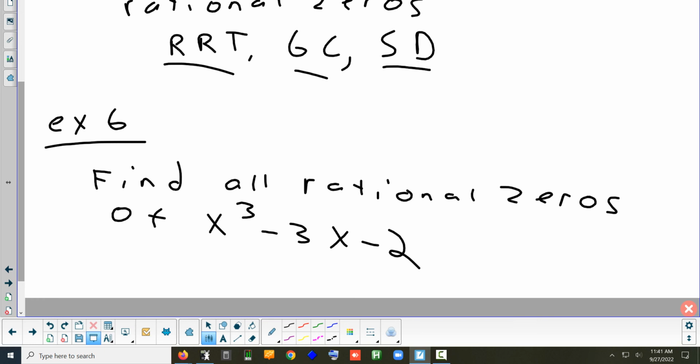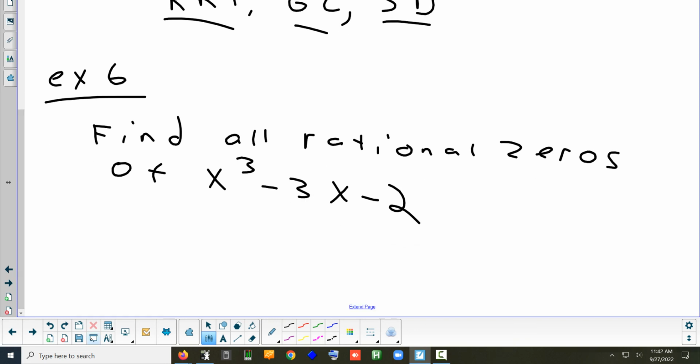Okay, so it says find all rational zeros of x cubed minus 3x minus 2. That's a cubic. We don't know a formula for solving cubics. The only way we're going to be able to deal with this is if we can turn the cubic into a quadratic using synthetic division. So we need to find something to divide by that will give us 0. Let's use the rational root theorem to make a list of options.